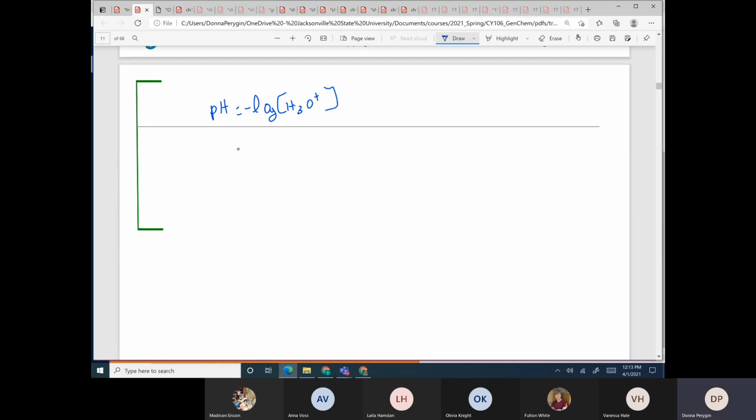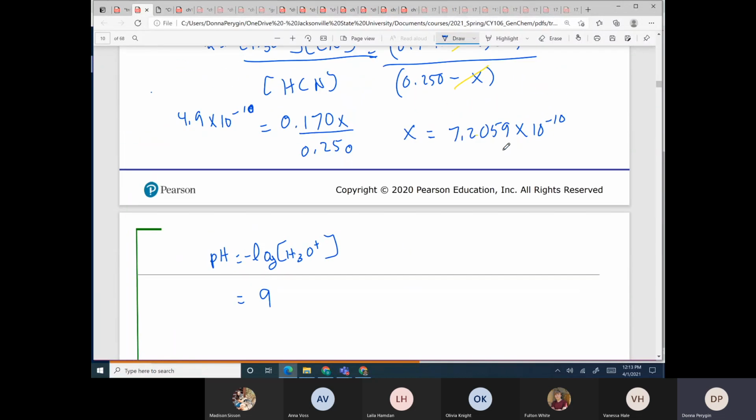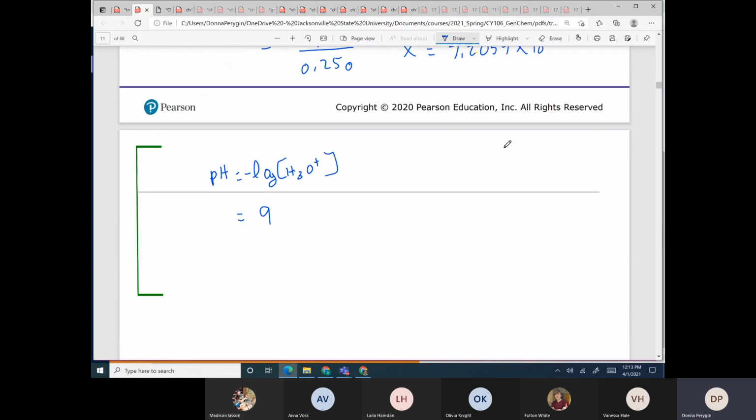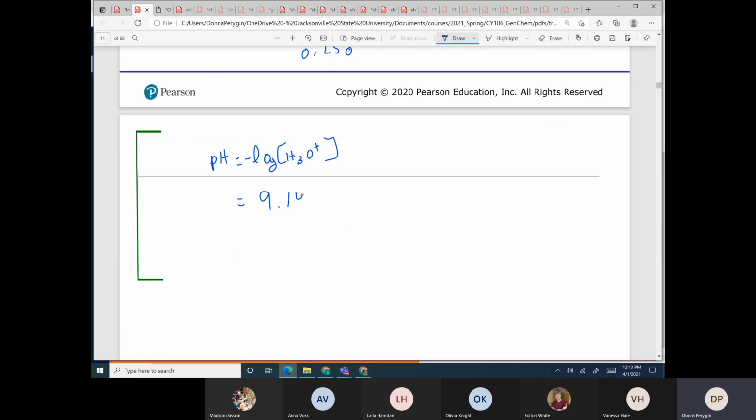I'm just going to leave that next step out. You plug in that H3O+ concentration here, 7.2059 times 10 to the minus 10. So the pH is equal to 9.14.